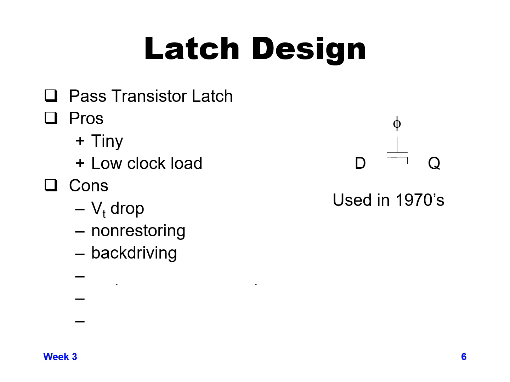Next one is you can get back driving. So when your pass gate first opens up, if the D value was a 0 and Q value was previously a 1 from the last time you opened the clock, the Q will start trying to drive current back into D, and it could actually interfere with the value that you were trying to drive in if you didn't have a good driver driving into the D value.